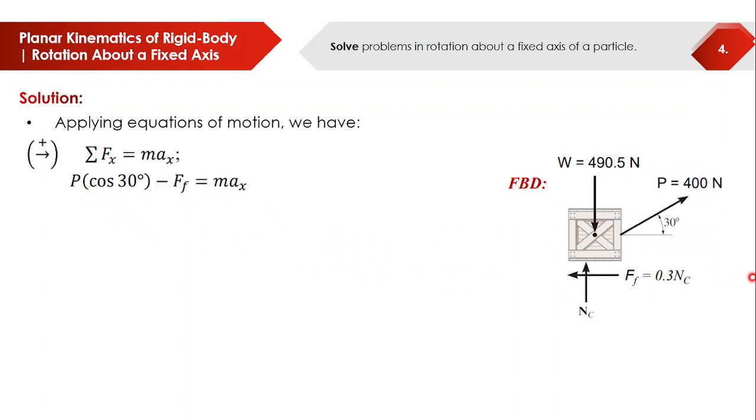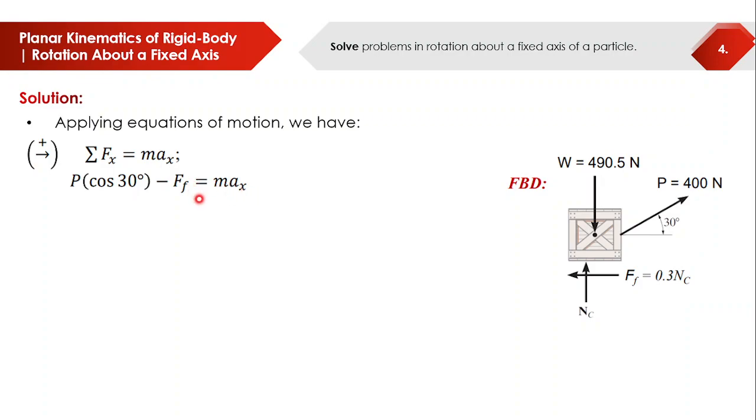Minus, why minus? It is opposite to the positive sense that we assumed, which will be the right direction. So it is to the right, or in the positive x-axis sense. So if it is opposite, then automatically its operation is negative. So that will be friction force. Negative friction force is equal to the mass times acceleration.